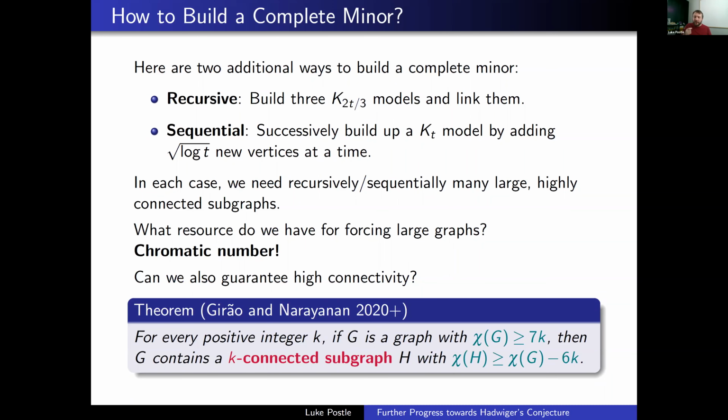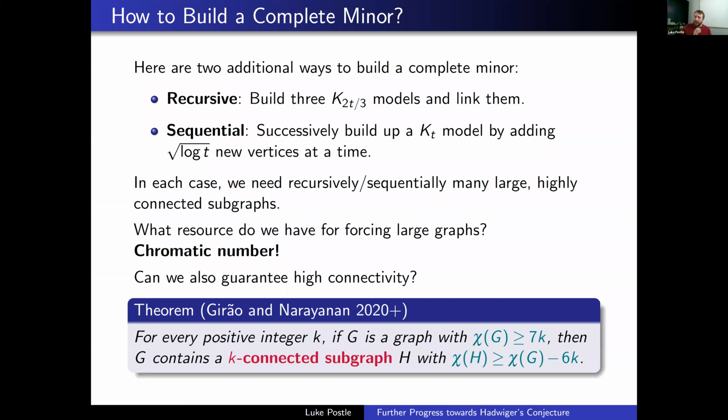So it was kind of known that you could do this: if I had k cubed, I could get down to k, or with k squared, I could. But they're really saying I can get you k-connectivity as a subgraph and only lose something linear in k. That's quite strong. Basically, for just a small cost, I can get you the connectivity.